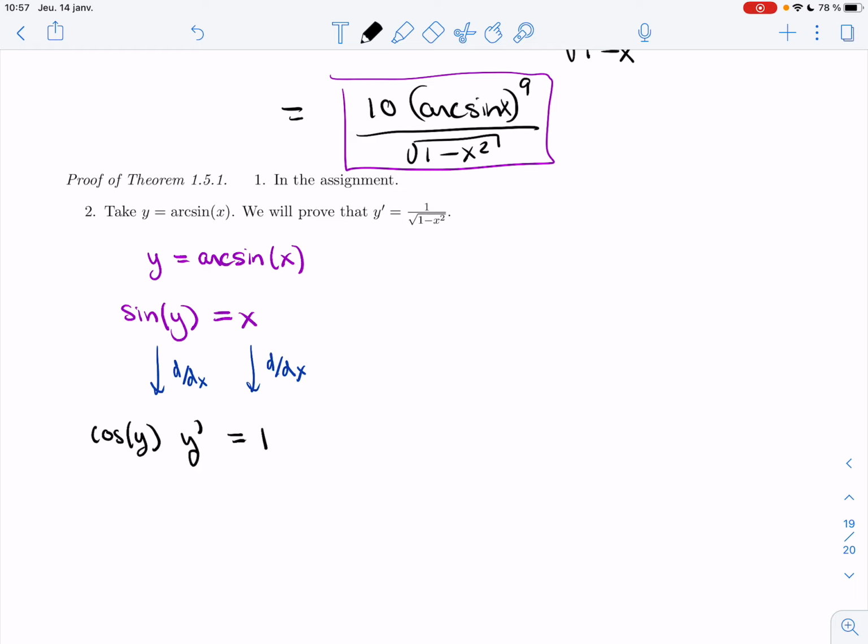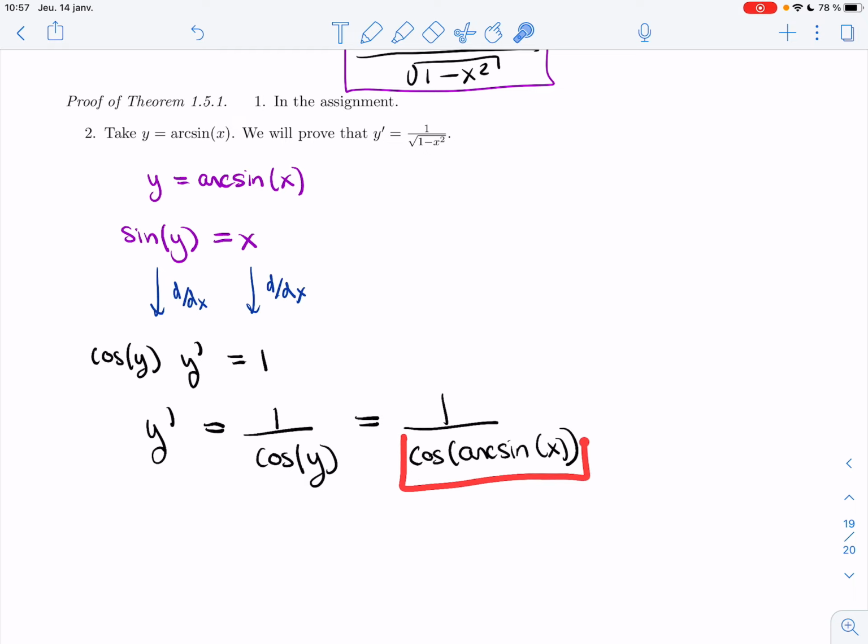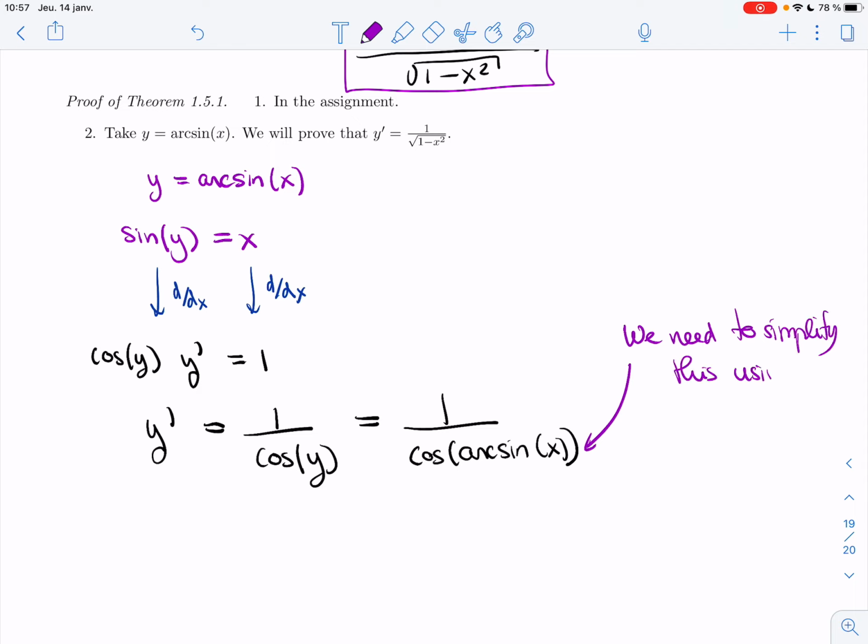All right, since I'm after y prime, let's isolate y prime. I get 1 over cosine of y. And so if I remember what y was, that means the derivative is 1 over cosine of arcsine of x. All right, so this part is an inverse trig inside a trig, so we're going to simplify this using a triangle.